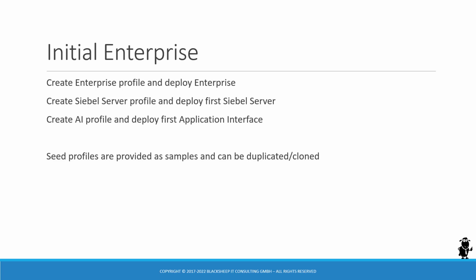First, and with many of these steps, we have to create a profile first and then use that profile to deploy the component, in that case, the enterprise. So you only can deploy one enterprise, but you can deploy more than one server, but you have to deploy at least one Siebel server, and you have to deploy at least one application interface. The SMC comes with seed profiles, so that can be used as samples for reference, and they can be easily duplicated or cloned, and then you have your own profile which you can modify.